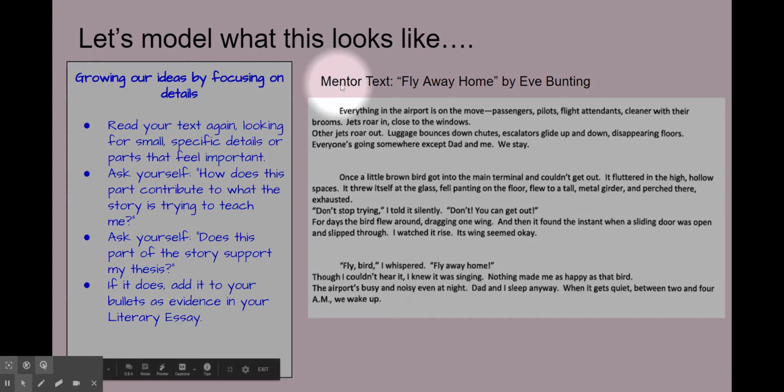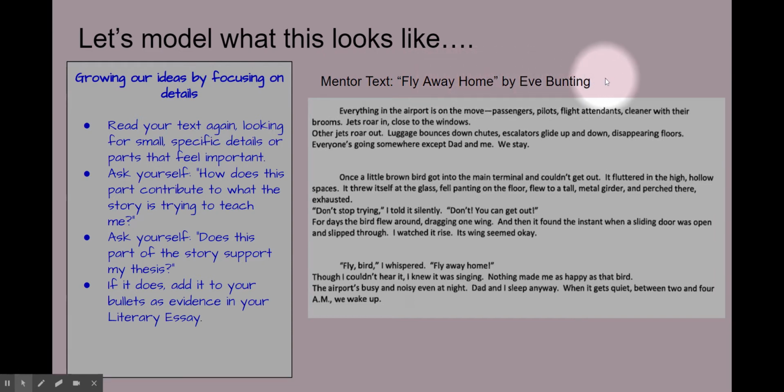So now let's take a look at our mentor text, which is from the story Fly Away Home by Eve Bunting. You should know this story. In this story, a boy named Andrew and his father live in an airport and they try to stay hidden so that they don't get caught. Andrew's mother died and they are homeless, living in an airport. So rather than read the whole story, we're picking up in the middle.